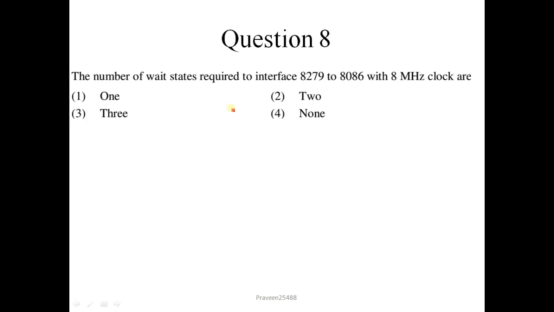Now question number 8. The number of wait states required to interface 8279 to 8086 with an 8 MHz clock are... So the correct option is 2. There are 2 wait states used so that the device can function with an 8 MHz frequency. Correct option is 2.